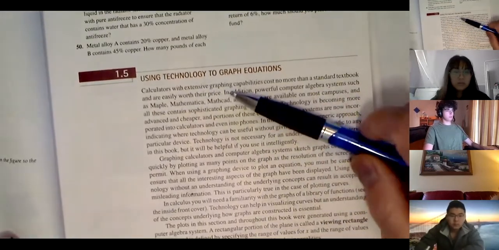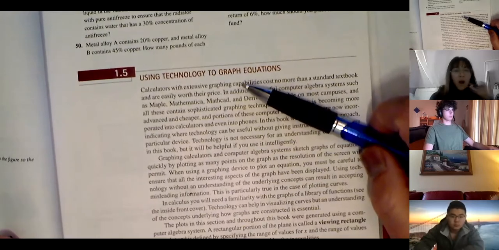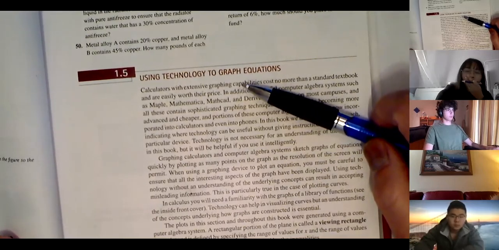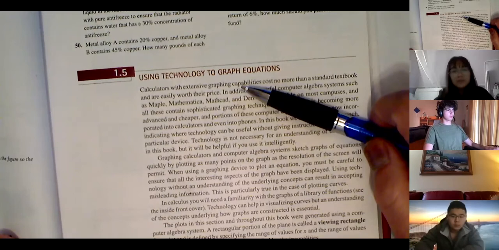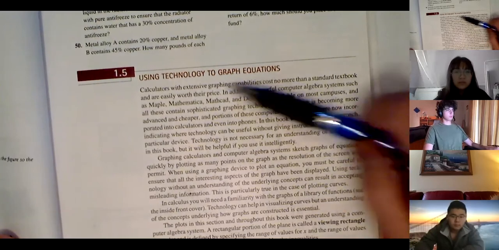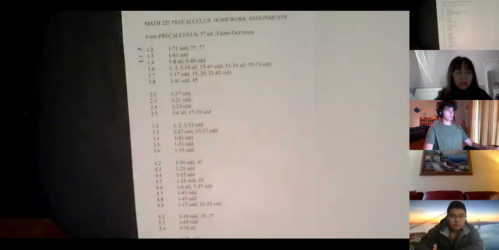So what are we missing by 1.5? 1.5 is using technology to graph equations. We're not going to go over that. It's graphing by using a computer or a calculator. I'm not requiring you to have a graphing calculator. So we're not doing any of 1.5.